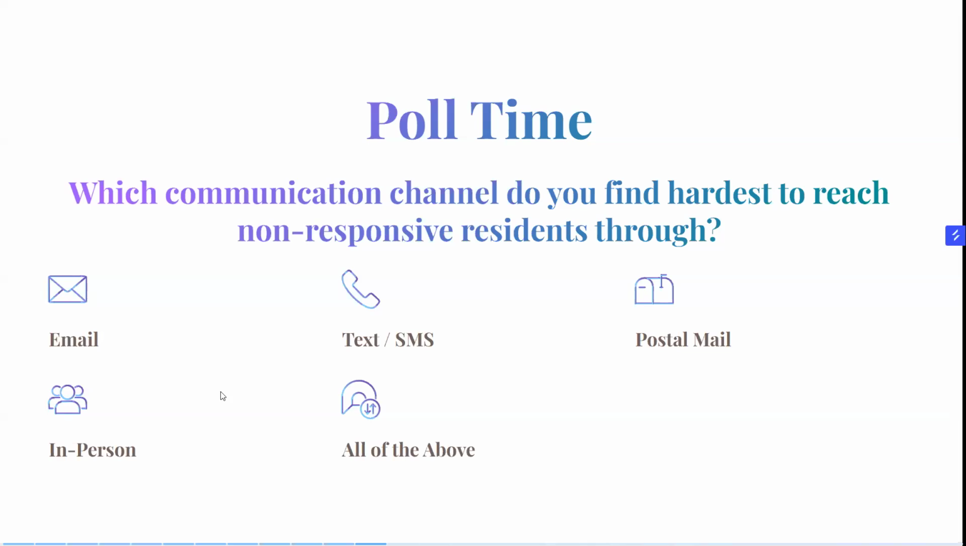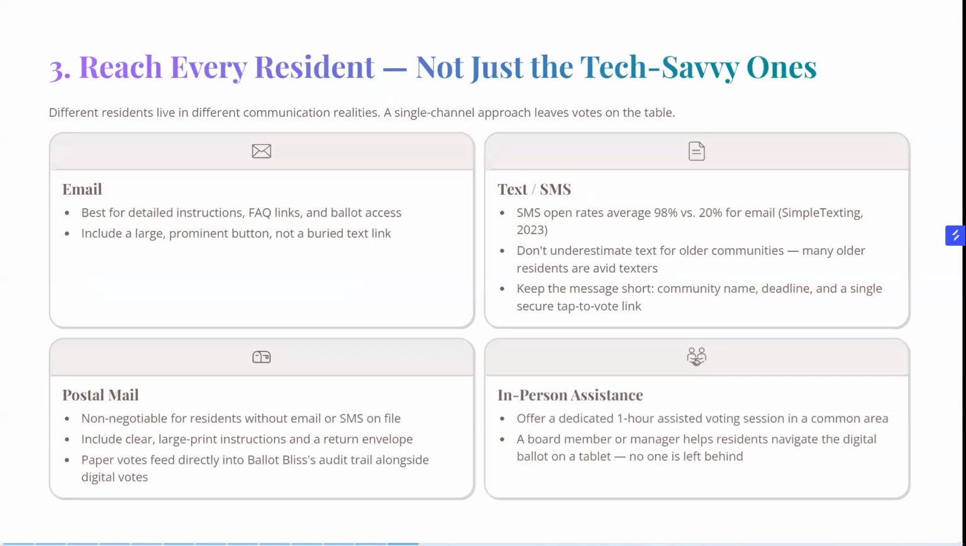All right. The next strategy I'd like to discuss is about channel selection. The guiding principle is to meet residents where they already are rather than asking them to come to you. Email gives you room for detail, the ability to provide instructions and FAQ links, and a prominent button that takes them straight to the ballot matters more than people think.